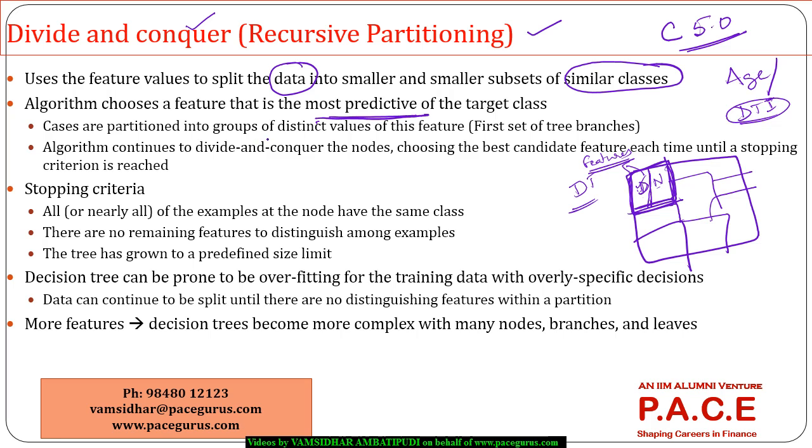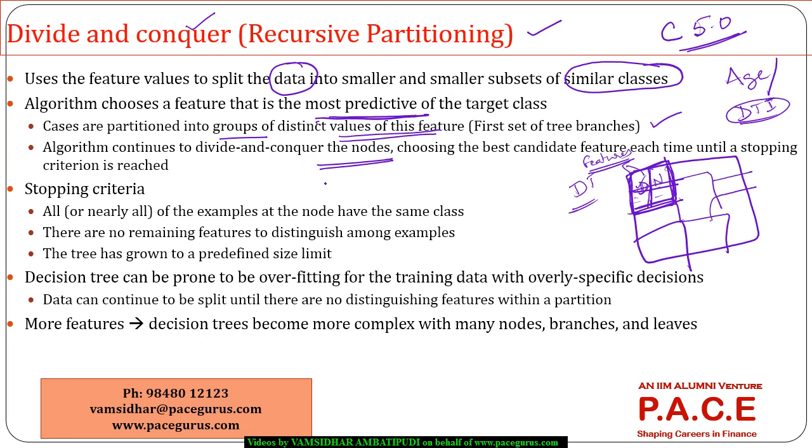So cases are partitioned into groups of distinct values of this feature. So we are classifying it: out of this subset, this set of people are going to default, this set of people are not going to default. That is how we get the first set of tree branches. This algorithm keeps continuing. If I am not able to break it down, one more subsetting is going to happen. So this is a kind of divide and conquer.